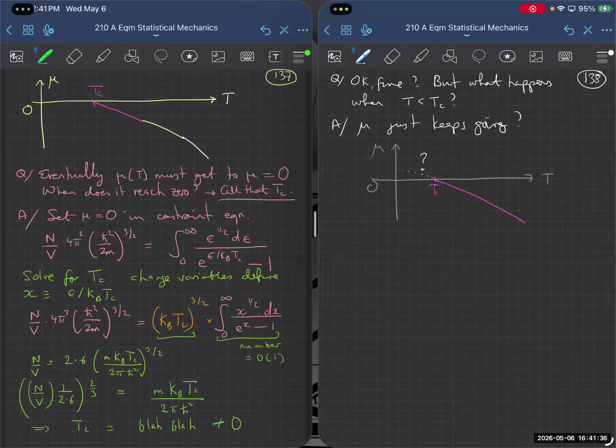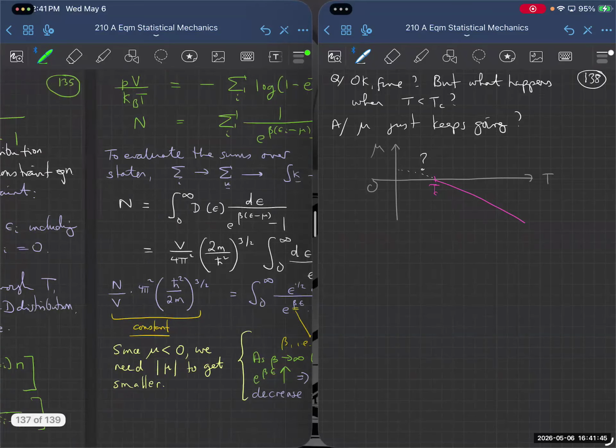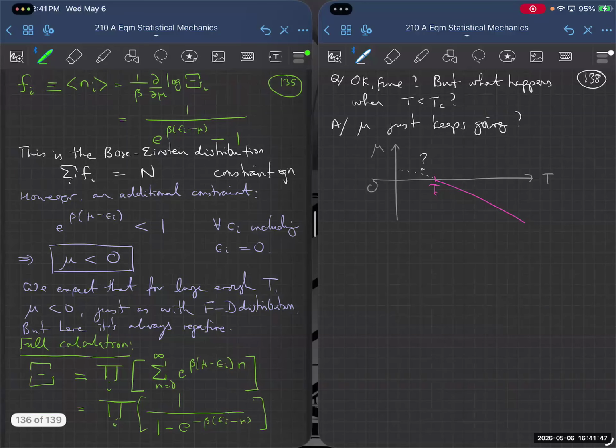Okay, so that would be the question. That would make sense, except it can't possibly be true. It can't possibly be true because remember, to get the Bose-Einstein distribution, we summed a geometric series. And so the condition for the convergence was that mu is less than 0. So what that means is that this is impossible.